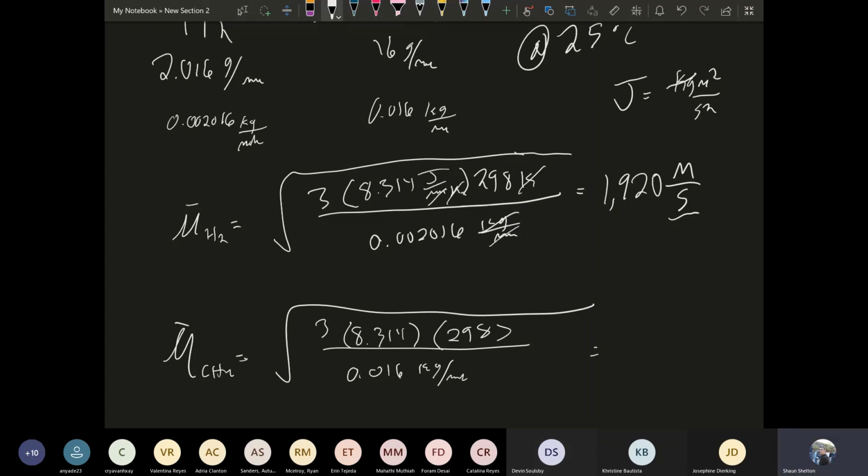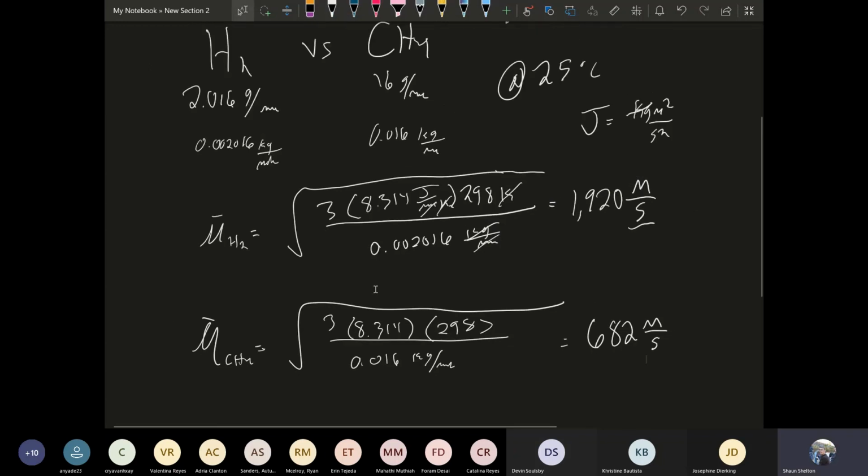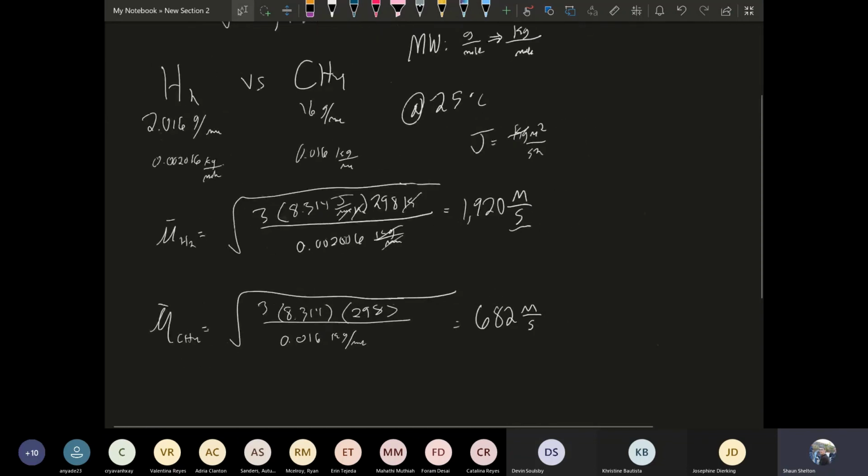All right, so when I input this into the calculator, what I end up getting is 682 meters per second. And so what you see is that the lighter molecule, hydrogen gas, is going to move much faster through space than the CH4 molecule is going to move. And that should make sense. All right, so that's a great example of root mean square velocity and how to calculate those two.